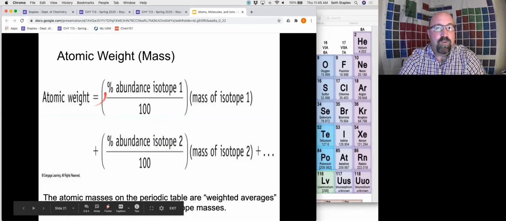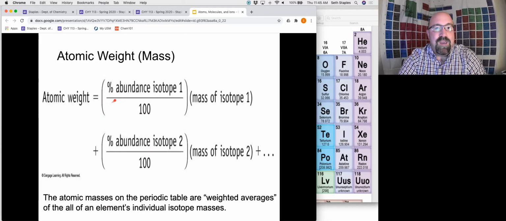And so the way we do that, when we find the atomic weight, what we have to do is take the percent abundance of isotope 1, and then we divide that by 100. So percent abundance is usually given, as the name implies, in a percentage. And then we just divide it by 100 to remove the percent from the situation. And so you'll have a decimal number at that point, 0 something. And so then you take that abundance of the isotope and multiply it by the mass of the isotope. And then you do the same with the other isotope.